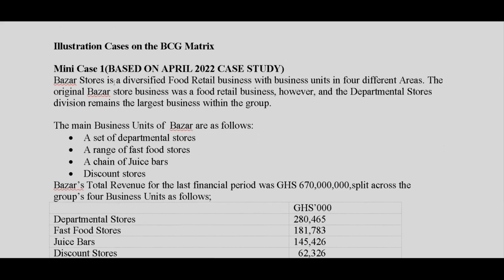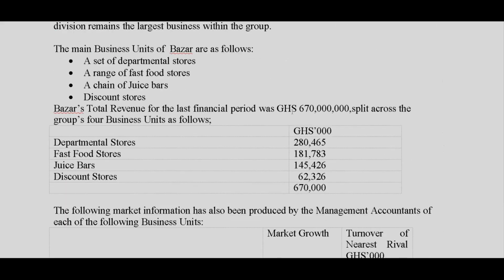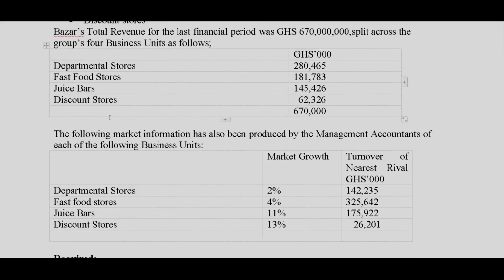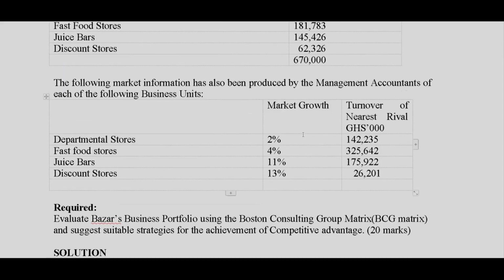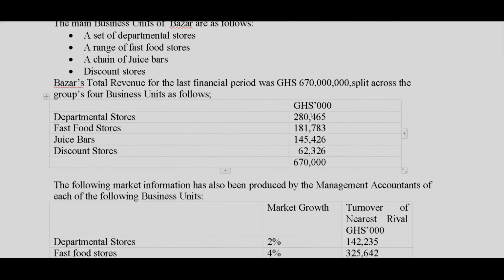So they have 4 different areas. The original Bazaar Store business was a food retail business. However, the department store division remains the largest business within the group. So the main business units of Bazaar are as follows: a set of departmental stores, a range of fast food stores, a chain of juice bars and discount stores. So they've given us the various strategic business units.